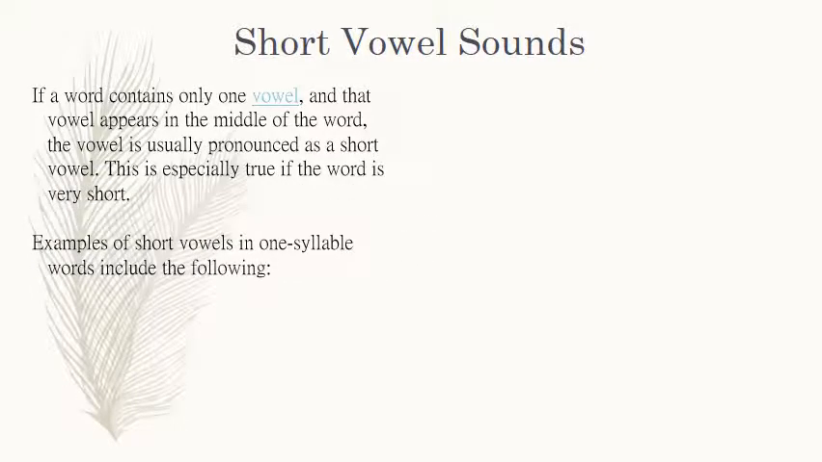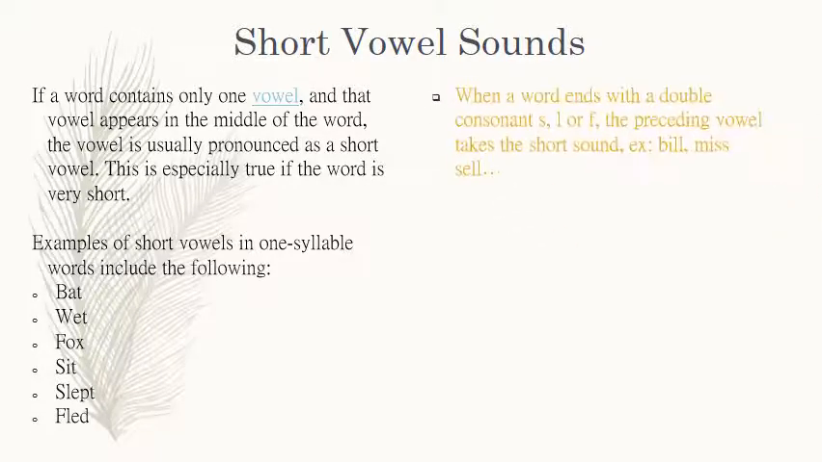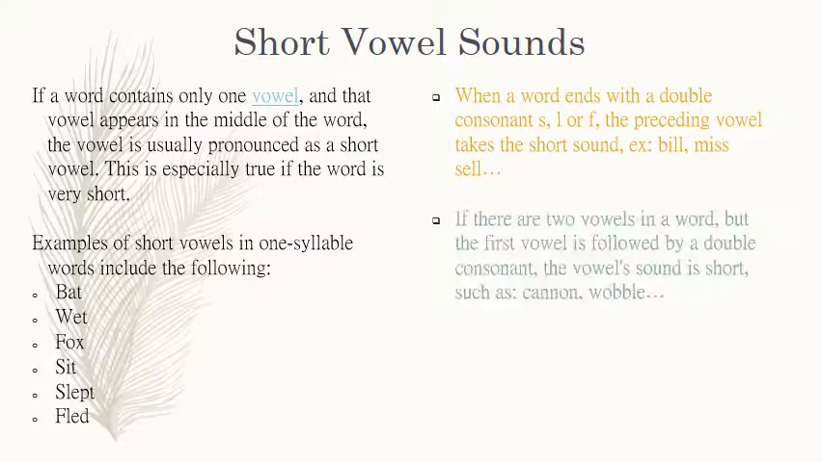Examples of short vowels in one-syllable words include the following: bat, wet, fox, sit, and slept, fled. When a word ends with a double consonant S, L, or F, the preceding vowel takes the short sound. Example: Bill, Miss, Sal.